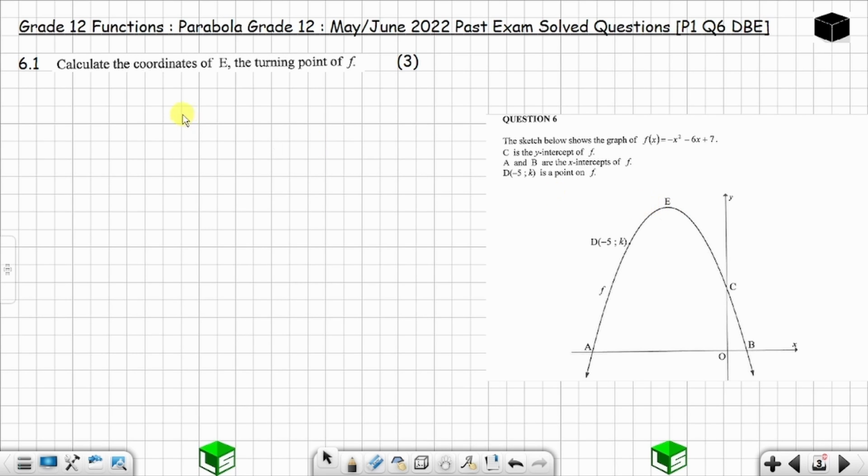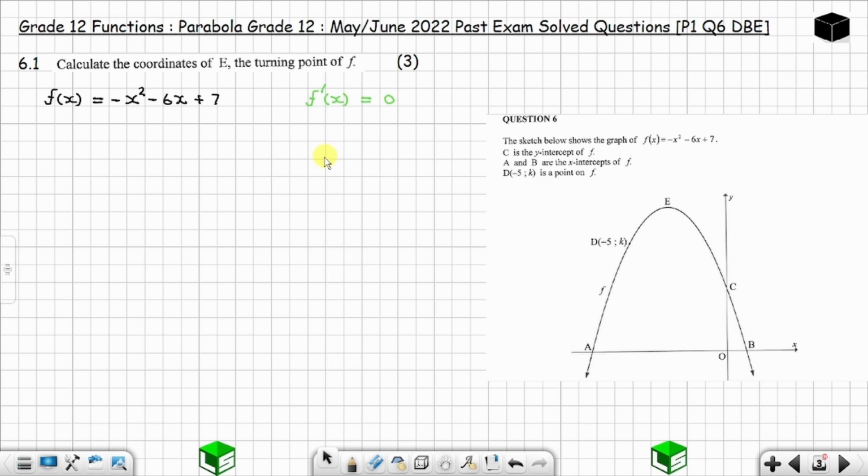Okay, so this is the equation of f. f of x is equal to negative x squared minus 6x plus 7. You are given it. Now to get the coordinate of the turning point, you can use the first derivative to find the x coordinate. When you find the x coordinate, you plug it inside f of x, and then you are going to find the y coordinate.